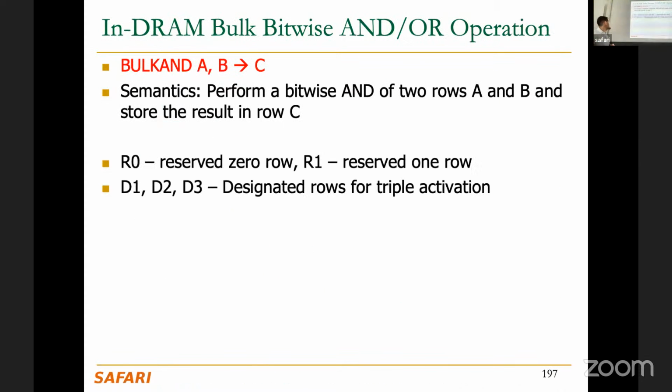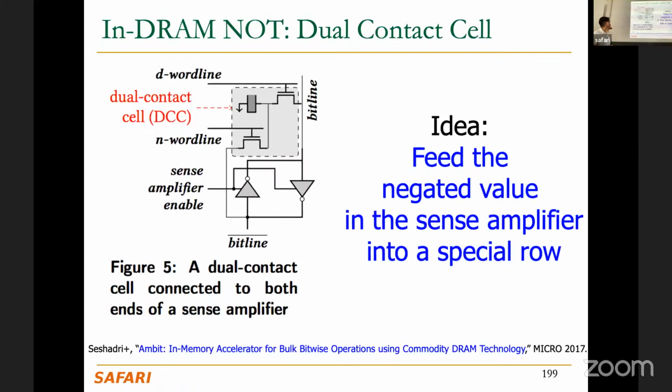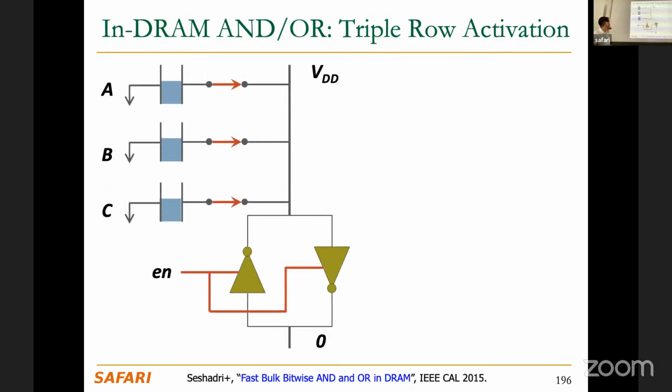So what is happening is, we start by having 3 DRAM rows, A, B, and C, and all of them store some charge level. A stores VDD, B stores VDD, and C stores ground.